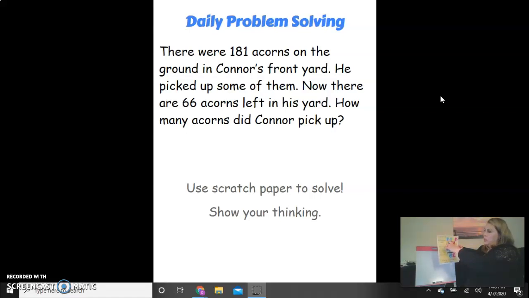So 10 plus 4 equals 14. 14 minus 9 equals 5. 4 minus 1 equals 3. So my answer is 35. So again, that's an example of subtraction with ungrouping. More on the floor, go next door.